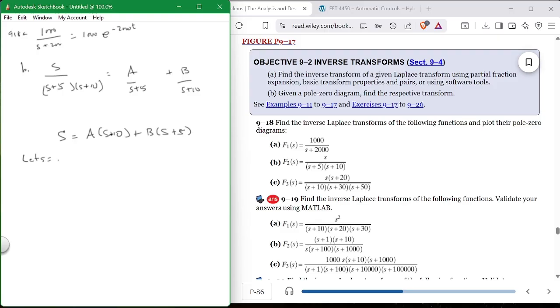Minus 10 is one of them. What's the other one? Minus 5. Okay, if you play that game, what's going to happen? A is going to fall out, B is going to fall out. All right, so if S is minus 10, what is it?